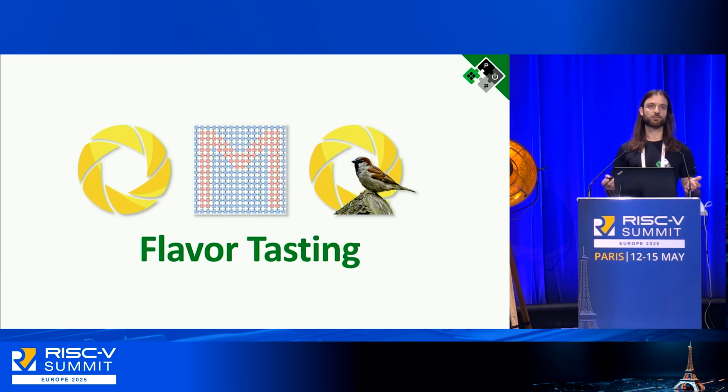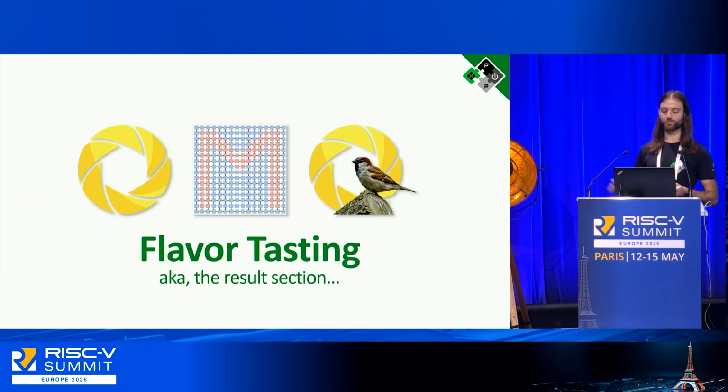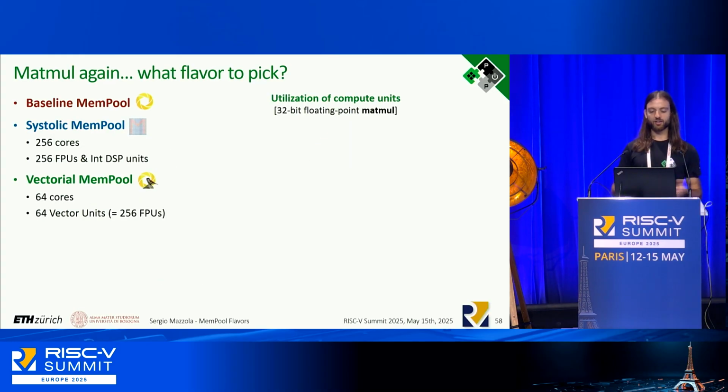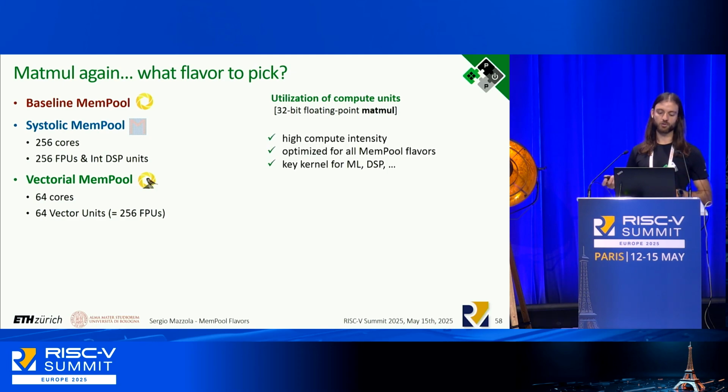So now let's do a bit of flavor tasting, or in a more boring way, the results section. I showed you all these flavors, but eventually, which one do we pick? To try to answer this question, I will use the usual matmul, for a very good reason. Matmul is a high compute intensity kernel, and we have it optimized for all of these MemPool flavors, because it's very common in our target applications, like machine learning and digital signal processing.